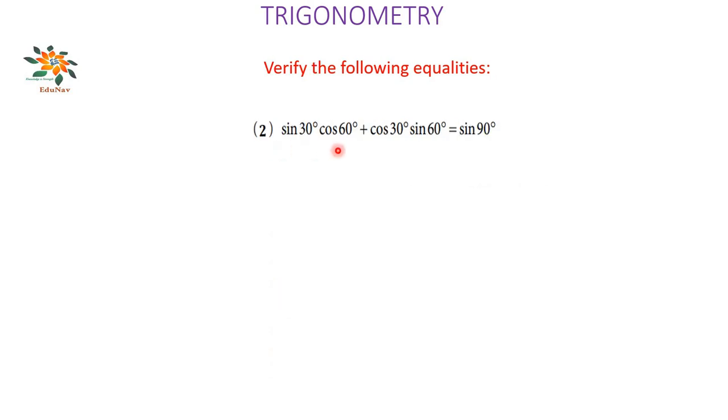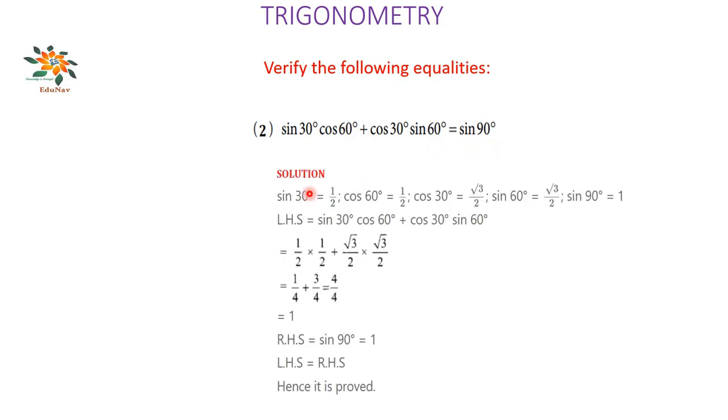Now, moving on to the second question, we need to verify if sin 30 degree into cos 60 degree plus cos 30 degree into sin 60 degree equals sin 90 degrees. Solution. We know that sin 30 degree value equals 1 by 2, cos 60 degree value equals 1 by 2, cos 30 degree equals root 3 by 2, and sin 60 degree value is also equal to root 3 by 2, sin 90 degree equals 1.